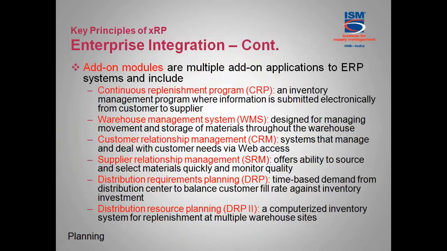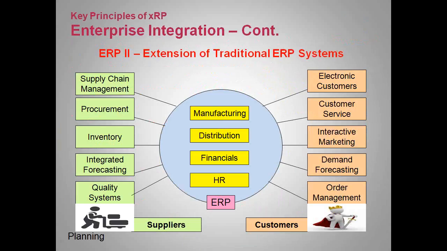When we are talking about ERP2, it is the extension of the traditional ERP system. In the traditional ERP system, we have manufacturing, distribution, finance, and HR. But in ERP2, we are clubbing in our suppliers and also our customers. From the supplier side, we are talking about supply chain management, procurement, and inventory. One very important part is that in today's era, people are talking about reducing inventory from my organization and pushing it to the supplier side.